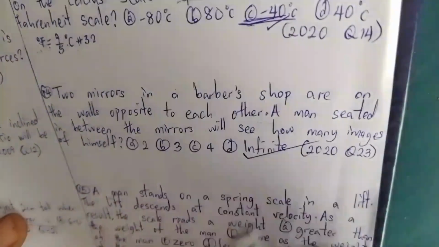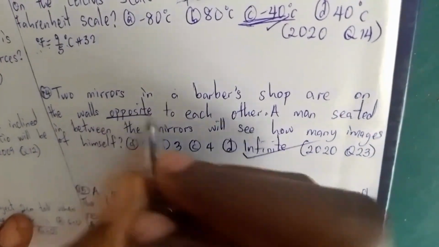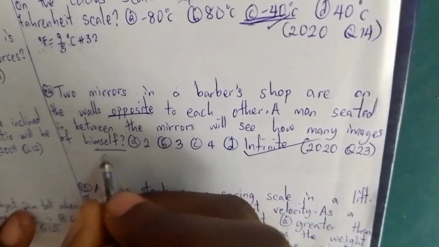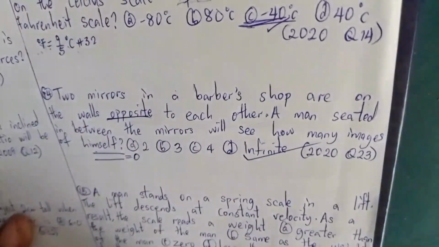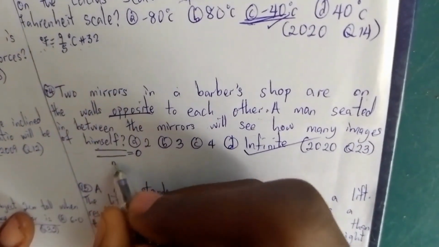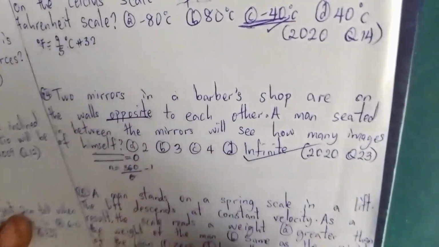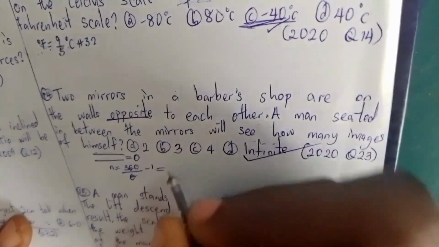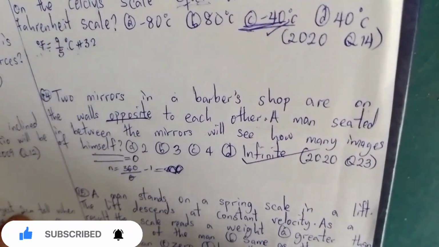Anytime you are given a question like this, between two opposite mirrors, it means they are parallel. One is like this, one is like this. So what's the angle between them? No angle. Theta is 0. And the formula for calculating the number of images equals 360 over theta minus 1. Now, when our theta is 0, what will be our answer? Infinite. So this particular question is infinite.